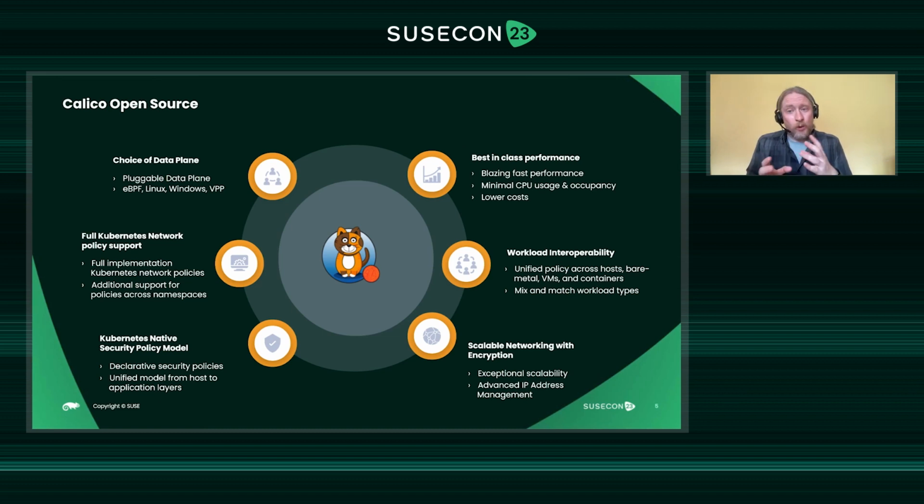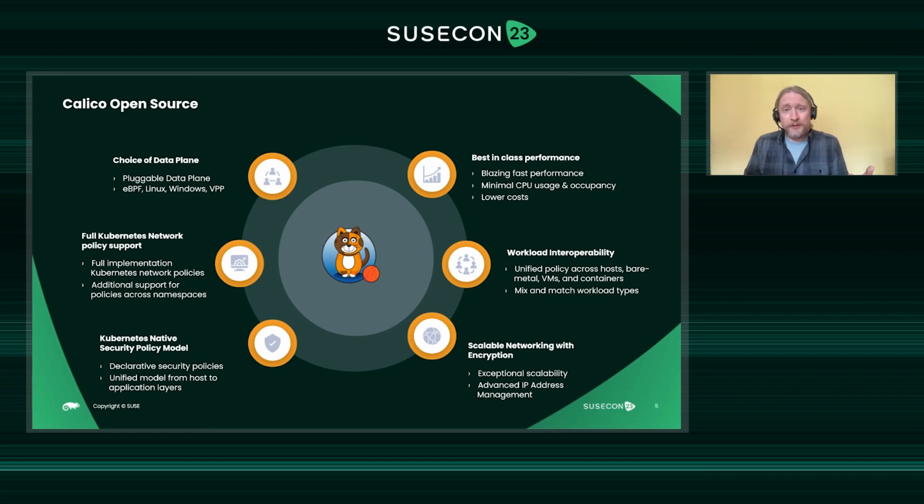Now, if we look at workload interoperability, you may be familiar with Calico being able to secure Kubernetes workloads, but it can also secure non-Kubernetes workloads to allow for that seamless and secure communication between Kubernetes and non-Kubernetes workloads. And when we talk about non-Kubernetes workloads, we're talking bare metal servers, virtual machines that may exist as nodes inside your cluster, but may also exist outside of your cluster too.